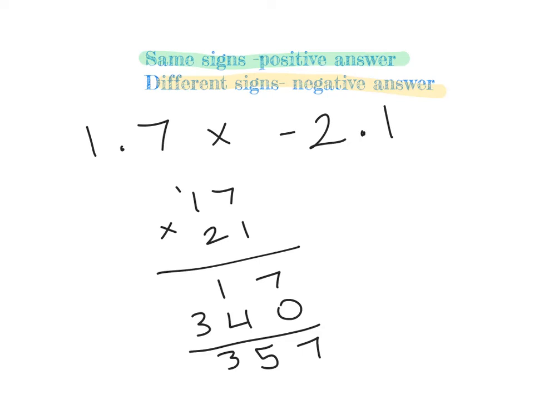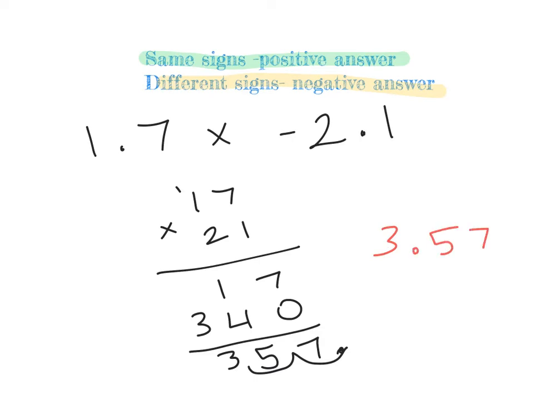Now once I multiply this, I'm going to focus on the decimal. So I'm going to count the total number of decimal places in each number. So 1.7 has one number behind the decimal, and 2.1 has one number behind the decimal. So total, there's 2 decimal places. So I'm going to add a decimal at the end of 357, and I'm going to move 2 decimal places to the left. So that would give me 3.57.